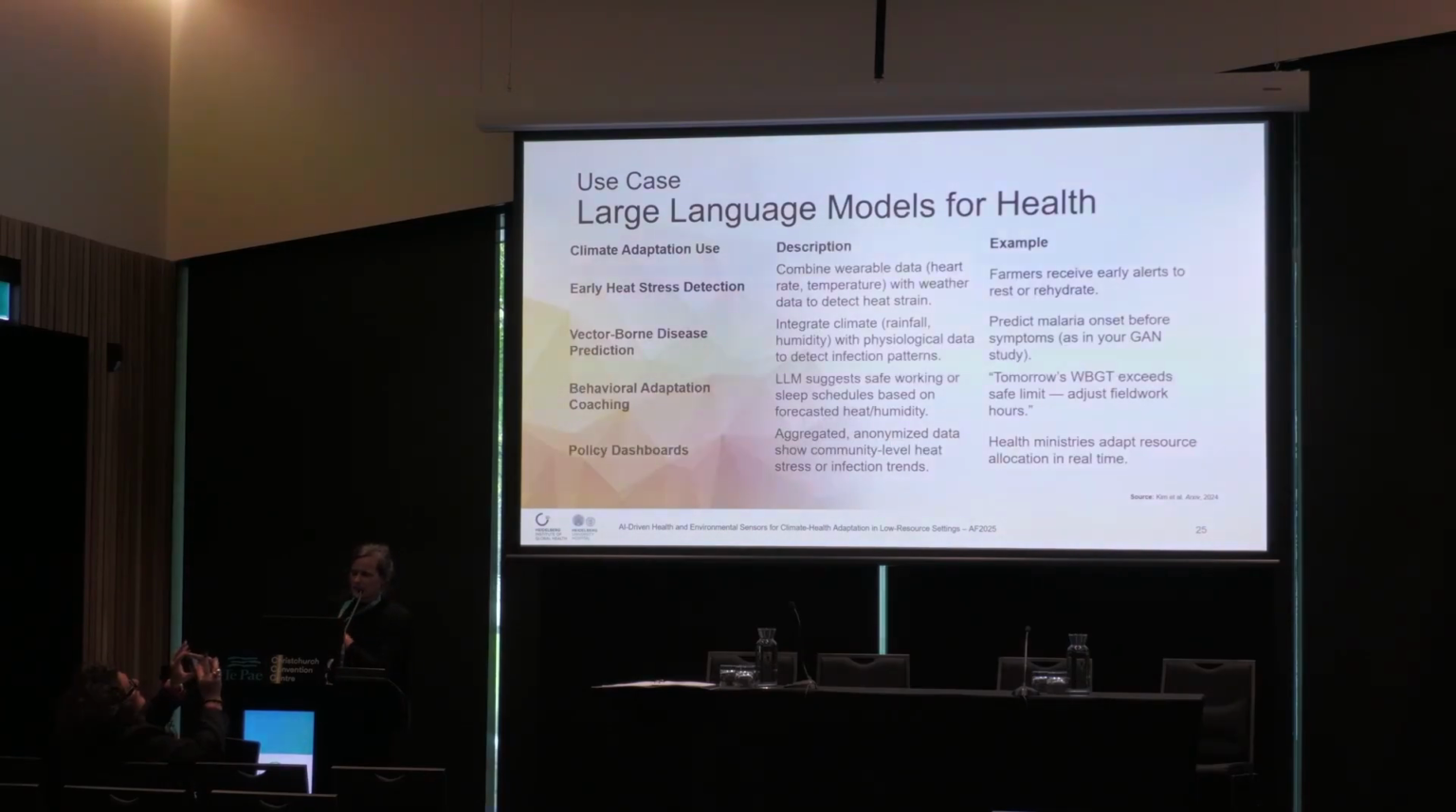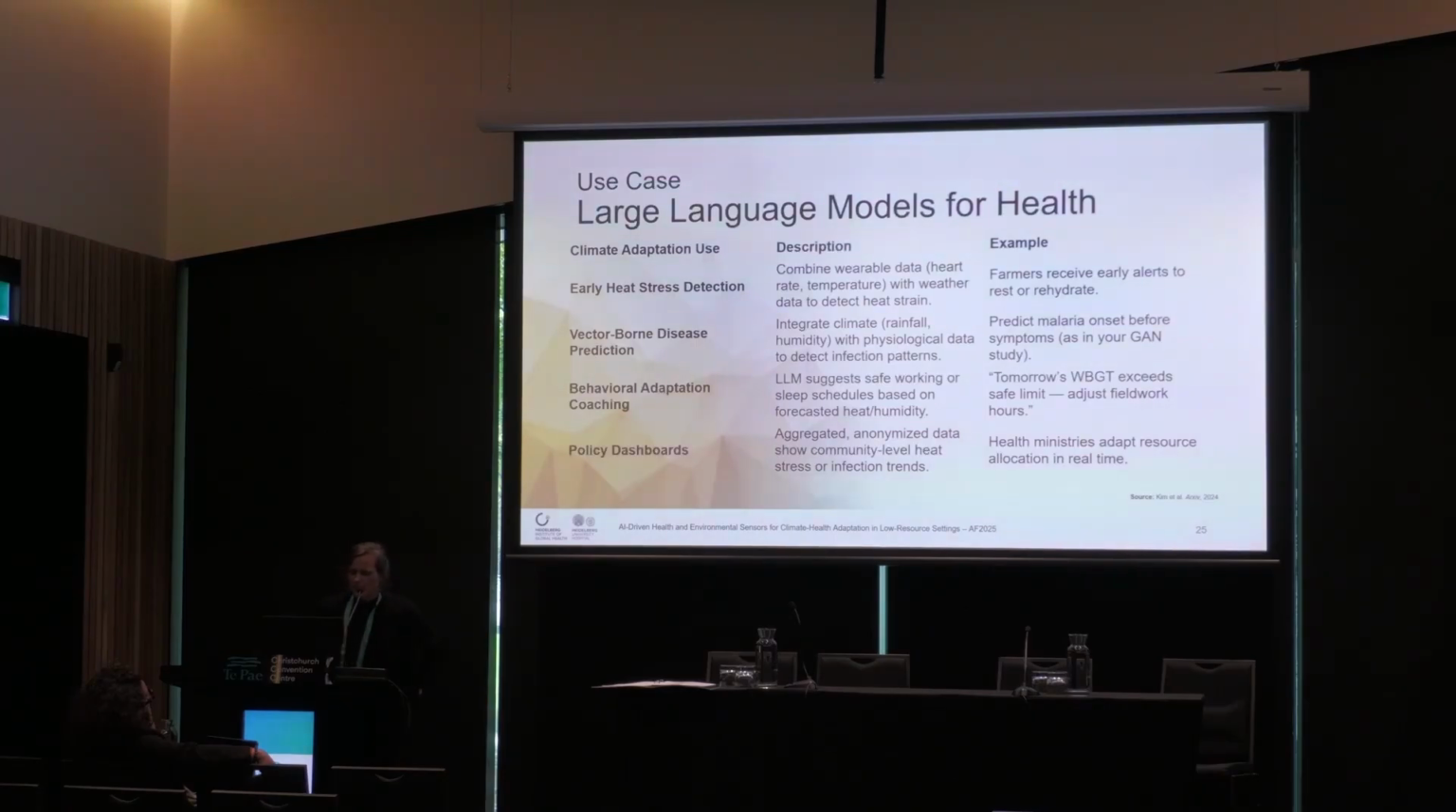Here's just the last slide. So how can this be helpful for climate adaptation use? For example, it could be helpful for early heat stress detection. So you could combine wearable data with weather data to detect heat strain. For example, farmers could receive alerts to rest or rehydrate.